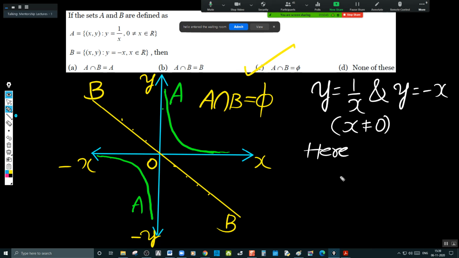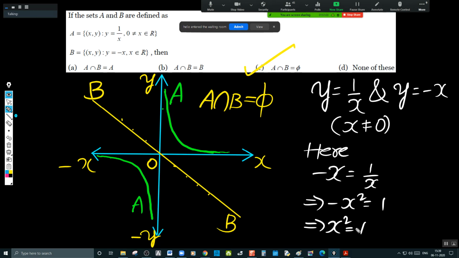Only Rishikesh is present in the class. No, sir. Minus x is equal to what? 1 by x. What is minus x square? 1. What is x square? Minus 1. What is x? Square root of minus 1. What is square root of minus 1? Does not belong to real number system.